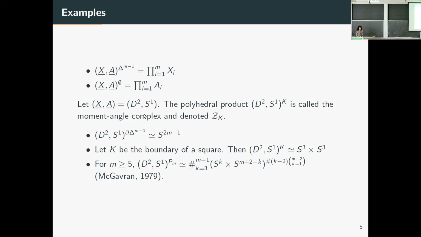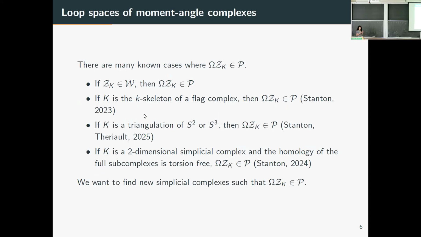So you can kind of see from these examples that relatively small changes to the topology of the simplicial complex can produce really quite large changes in the homotopy type of the moment angle complex. So we're looking at when loop spaces of moment angle complexes belong to P, and this is known in various cases. The first case is when the underlying moment angle complex itself is a wedge of spheres, then by the Hilton-Milnor theorem, we get that loops on that moment angle complex belong to P.